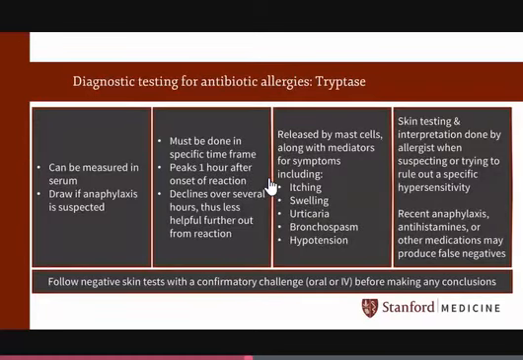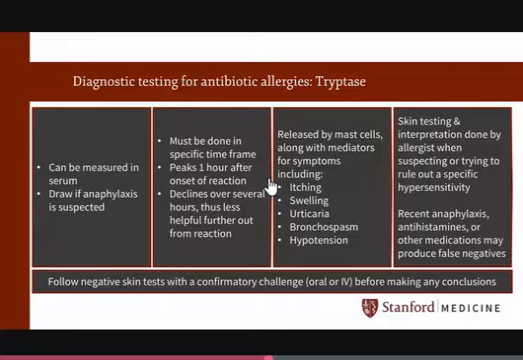Diagnostic testing for antibiotic allergies can be employed for specific scenarios. Tryptase can be measured in the serum and should be drawn if anaphylaxis is suspected, but must be done in a specific time frame. It peaks about 1 hour after the onset of an immediate type hypersensitivity reaction and thereafter declines over several hours, so it's not helpful when checked further out from a reaction.